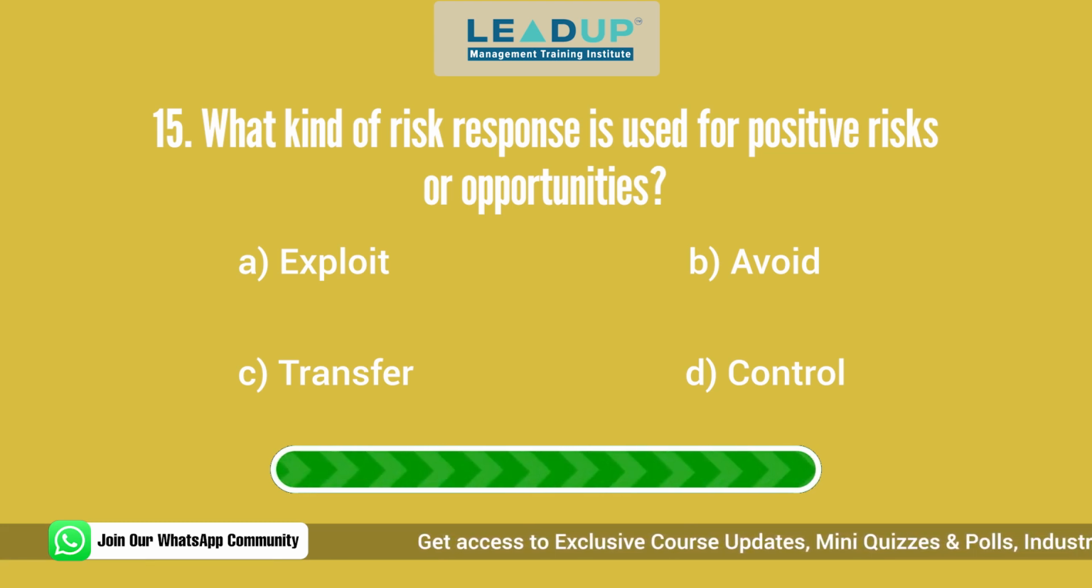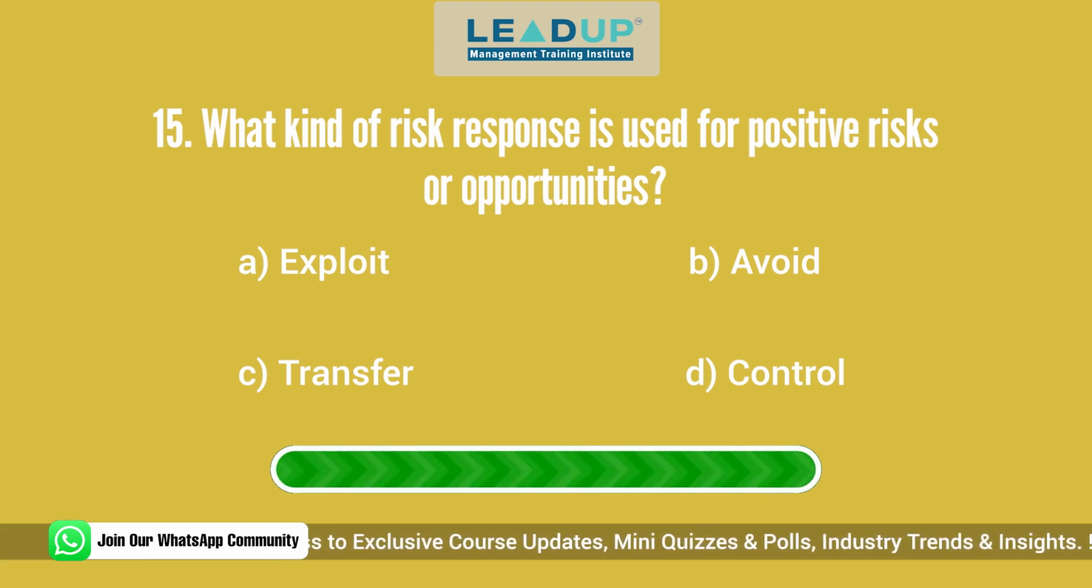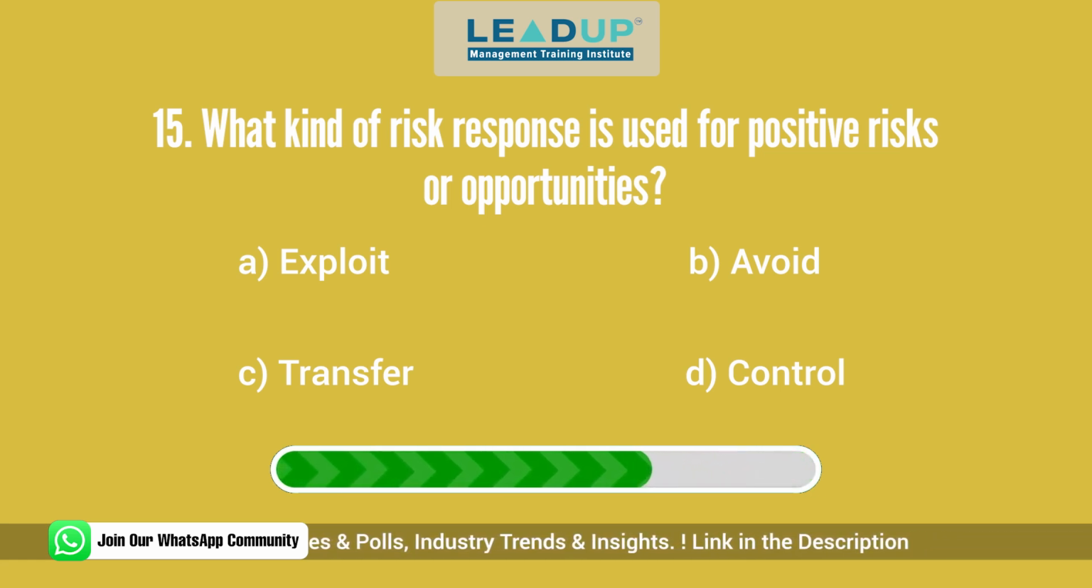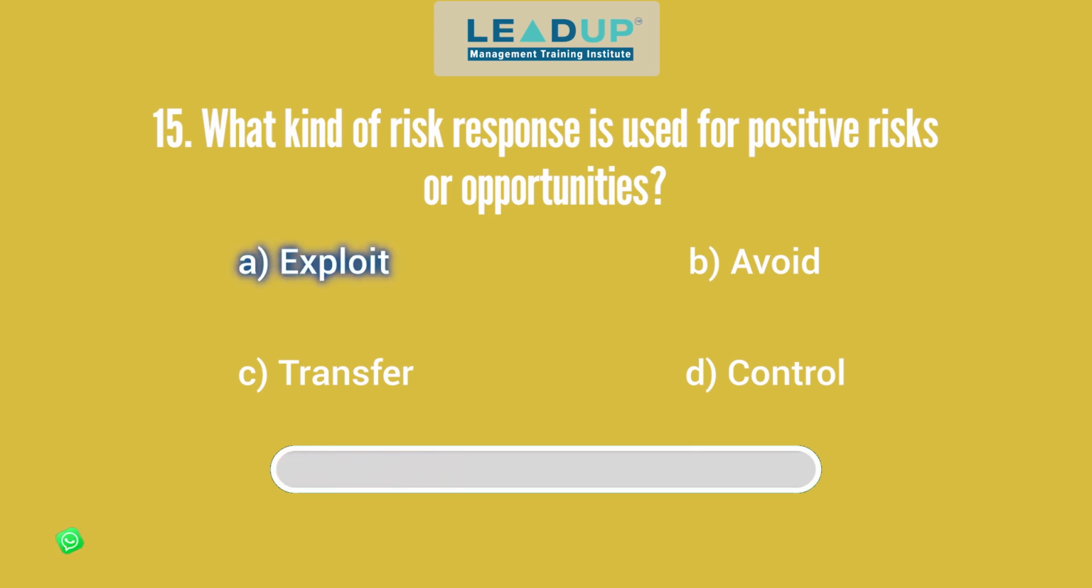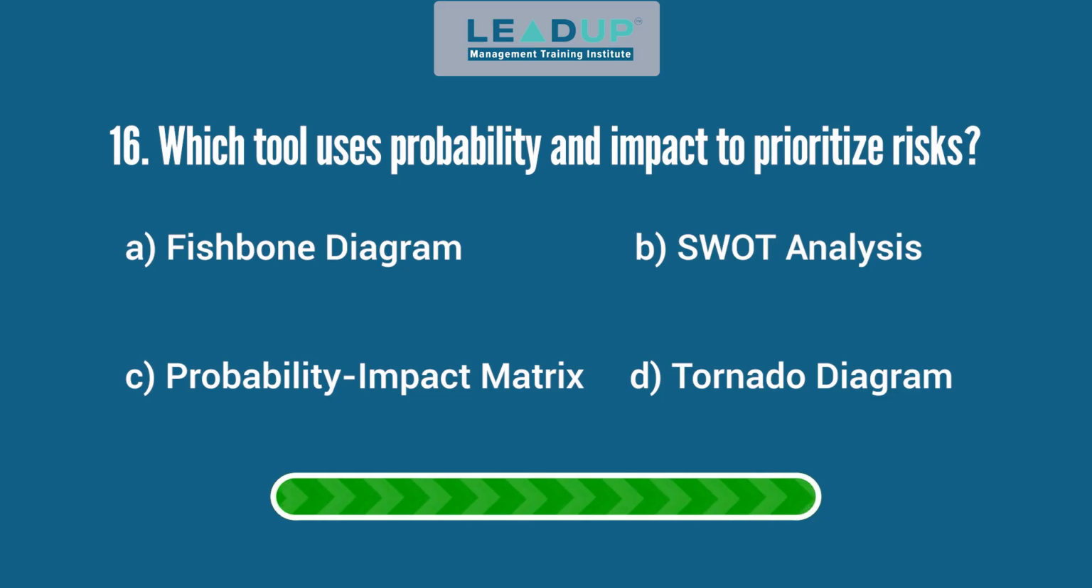A. Exploit, B. Avoid, C. Transfer, and D. Control. Answer: Exploit. Question 16. Which tool uses probability and impact to prioritize risks?